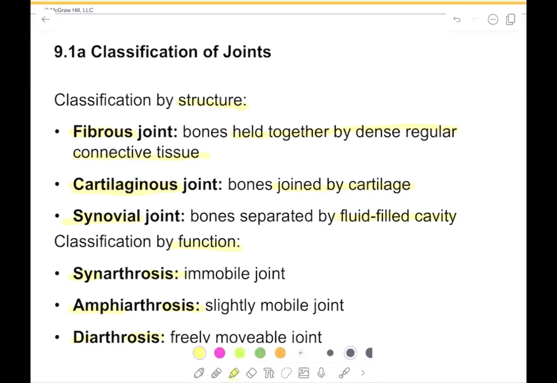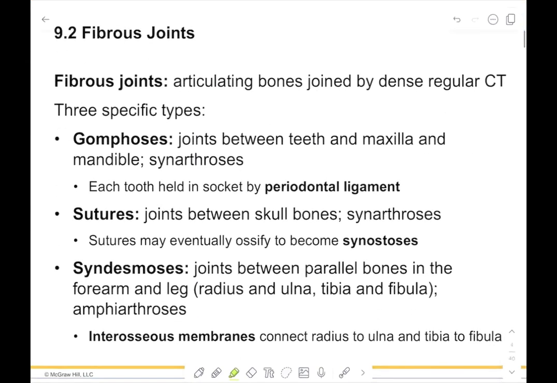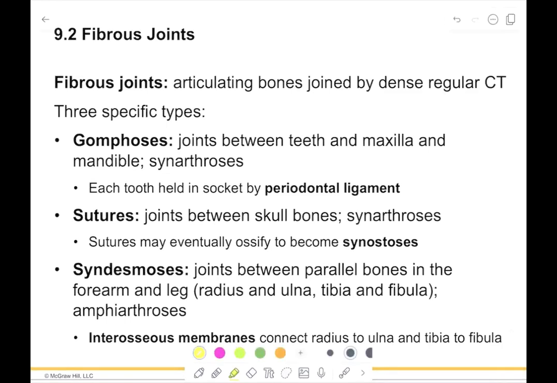The first type is called synarthrosis, an immovable joint like a suture. Amphiarthrosis is a slightly movable joint, like the one that I mentioned in the back. And finally, diarthrosis is a freely movable joint. For the fibrous joints, we have articulating bones joined by dense regular connective tissue, and there are three specific types. The first type is called a gomphosis, and it's between the teeth and the maxilla and the mandible.